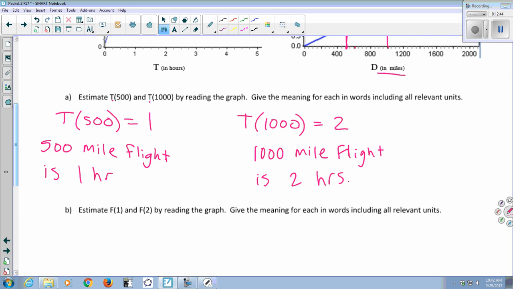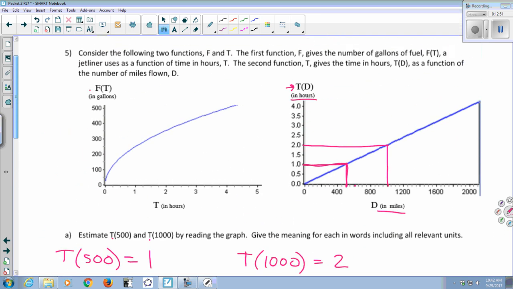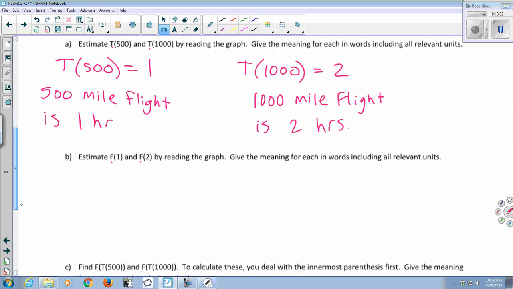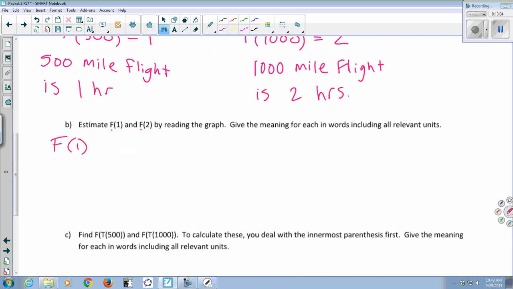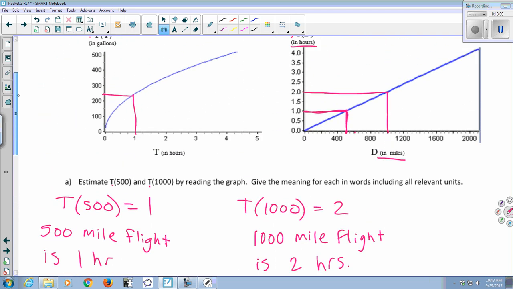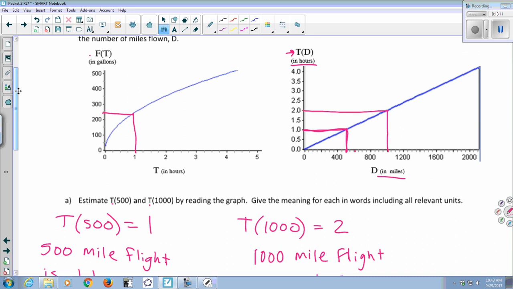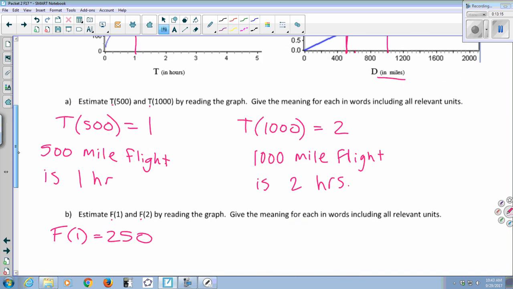All right, now I'm supposed to estimate f of 1 and f of 2. So these are f values I'm looking for. So I'm going to look at my f graph. F of 1, find 1 on the horizontal axis, go up to the graph, give the y value, looks like 250. F of 1 is 250. And to interpret that, the input for f is time and the output is gallons of fuel. So a 1-hour flight takes 250 gallons.